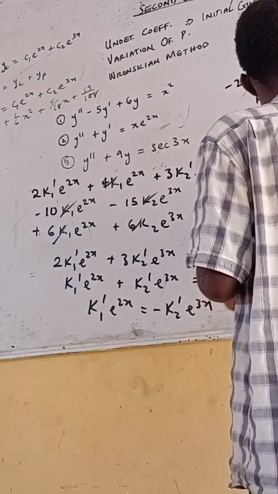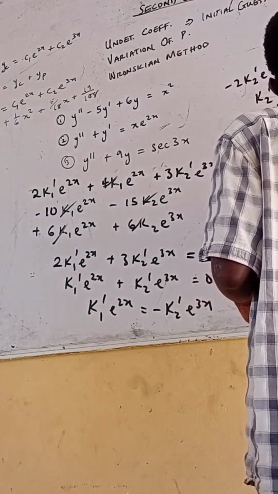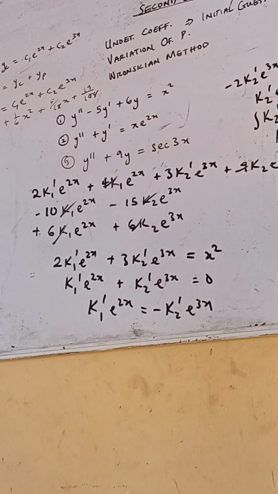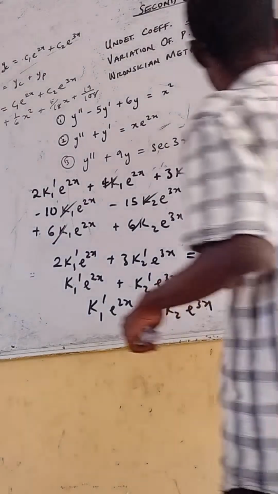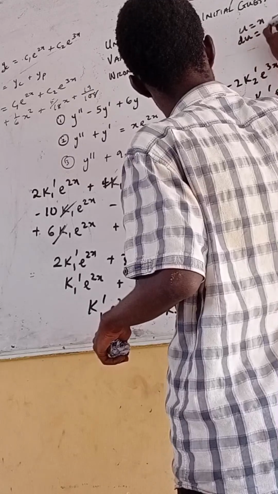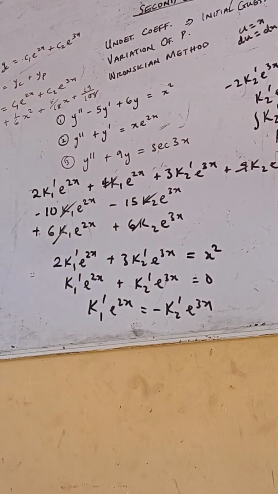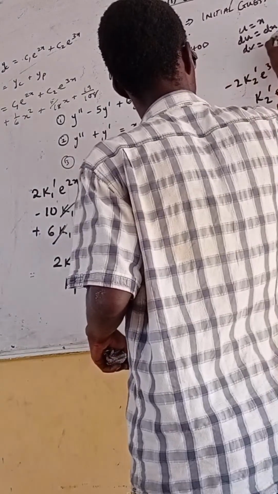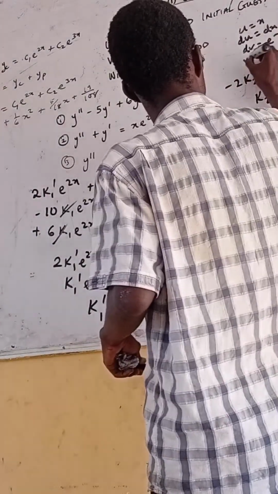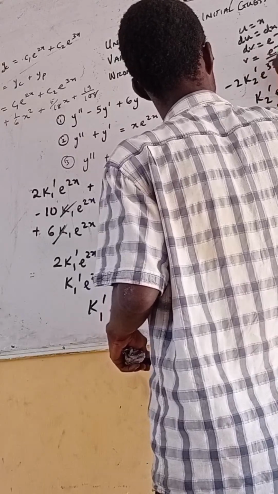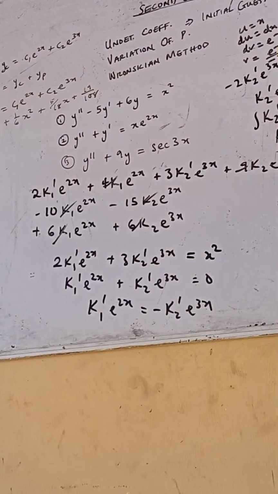So K2 equals x squared e minus 3x over minus 3 plus 2 over 3. Now I want to integrate this one. My u is x, so it means du equals dx, abi? My dv is e minus 3x dx, which means my v equals e minus 3x over minus 3, abi? So I can now write it. 2 over 3 uv. What's my uv? u is x, v is e minus 3x over minus 3, minus integral of v du.